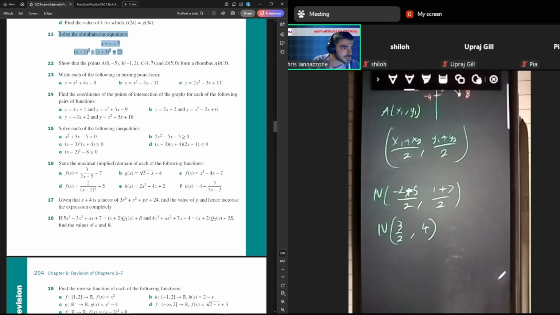Solving simultaneous equations, question 11. So we have x plus y equals 5, and then we actually have a circle equation going on there. Even though circles aren't necessarily in the study design, that doesn't mean you can't actually work with them. The fact that this is a circle actually doesn't have anything to do with how you solve it at all. So I'll give a moment to think about what you might do here. And yeah, we'll take it from there.